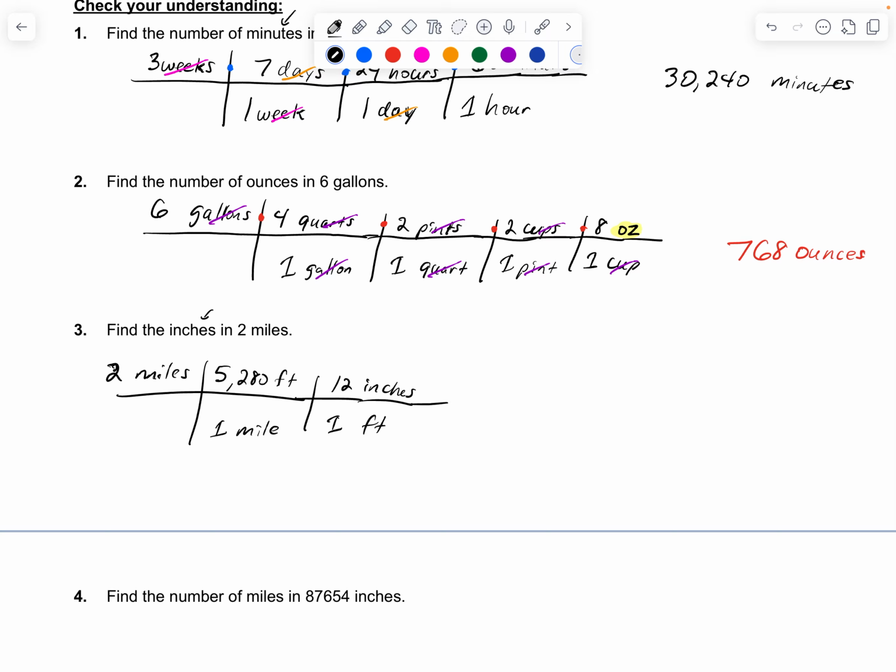All right, so again, just like the first 2, I'm just going to be multiplying 2 times 5,280 times 12, which will give me my answer of 126,720 inches. Now again, I know I'm not showing you this in the calculator, but please feel free to pause and confirm in your calculator that 2 times 5,280 times 12 is this number.